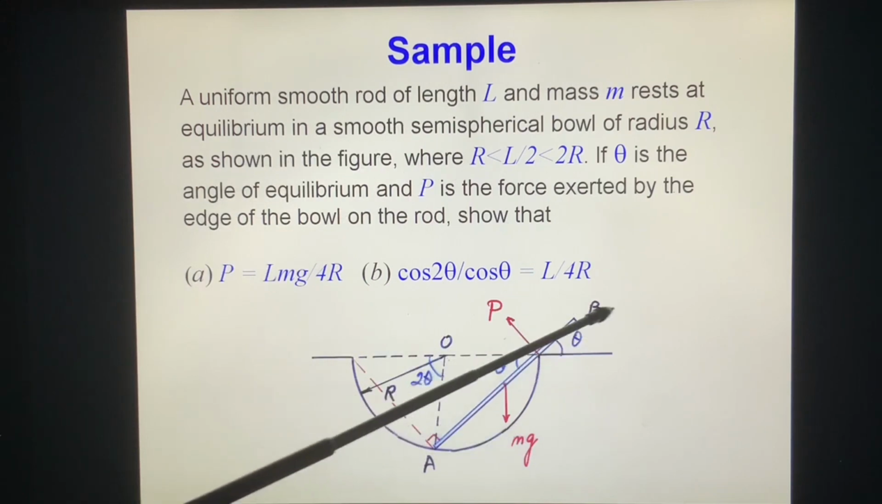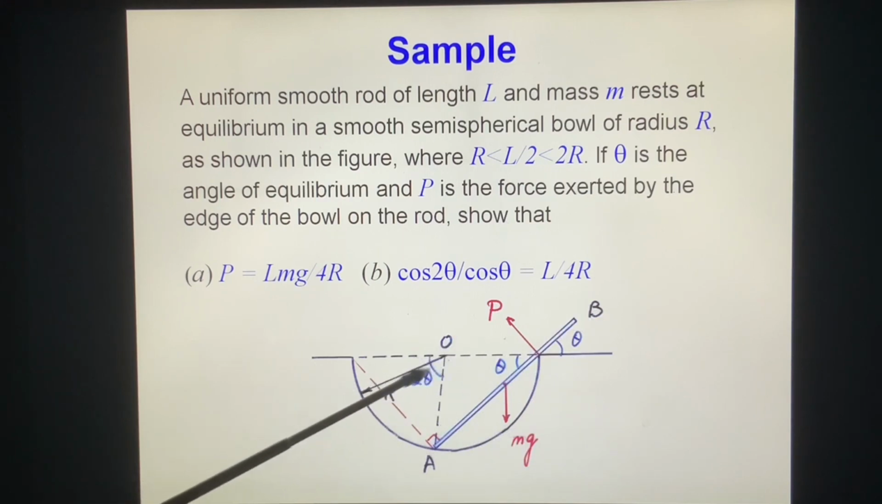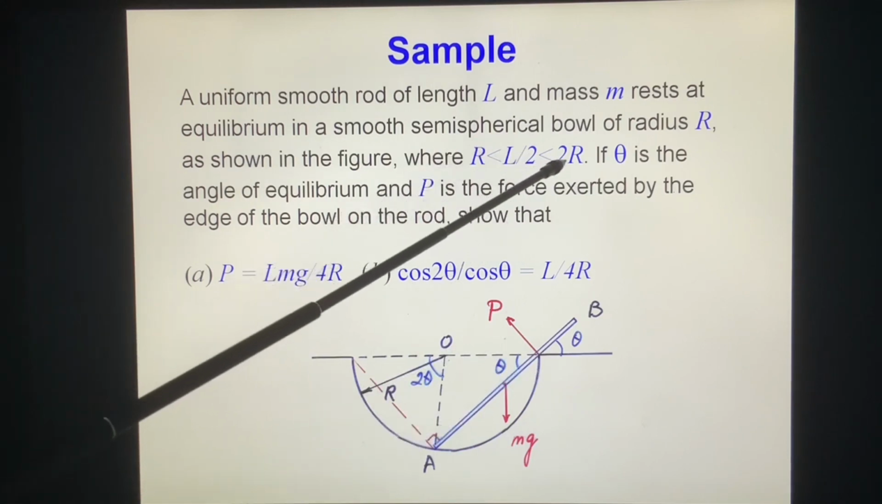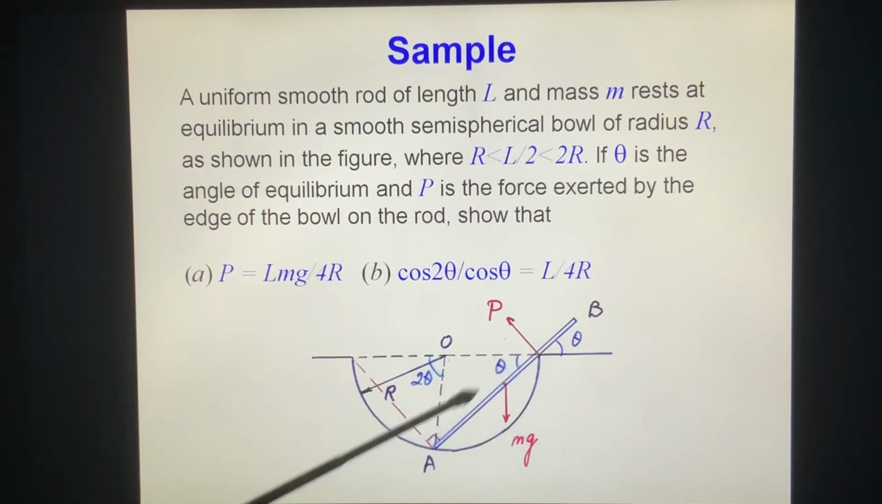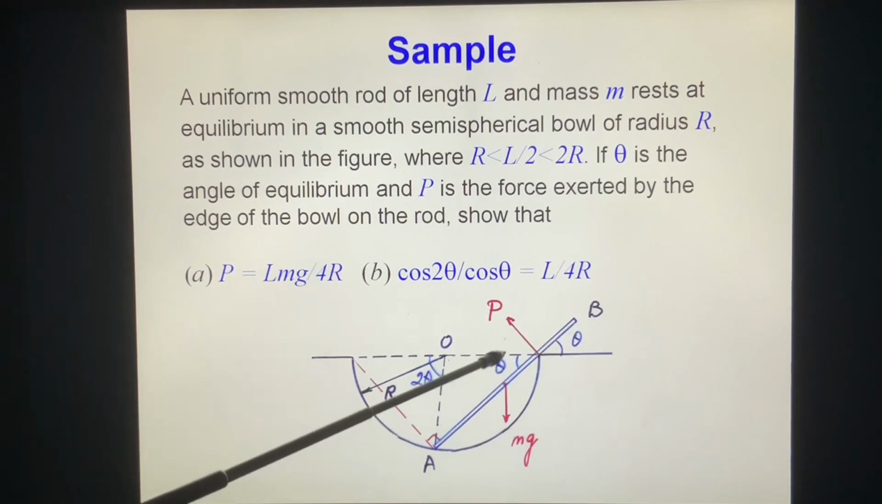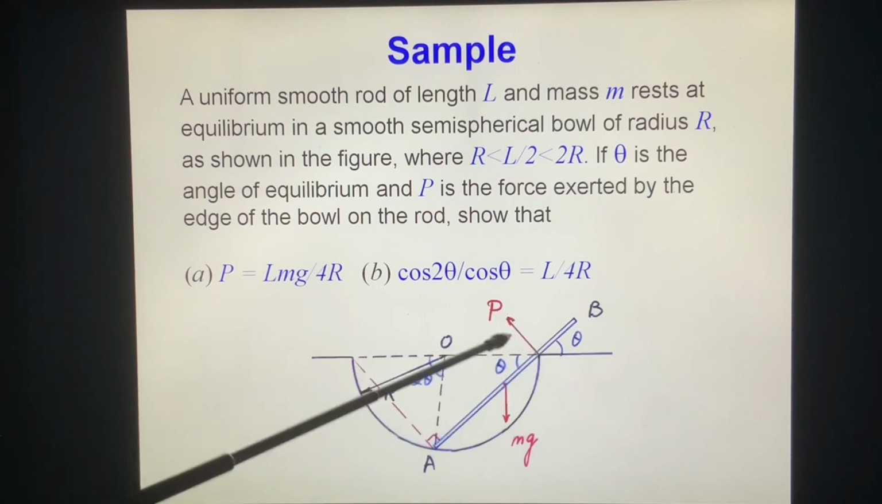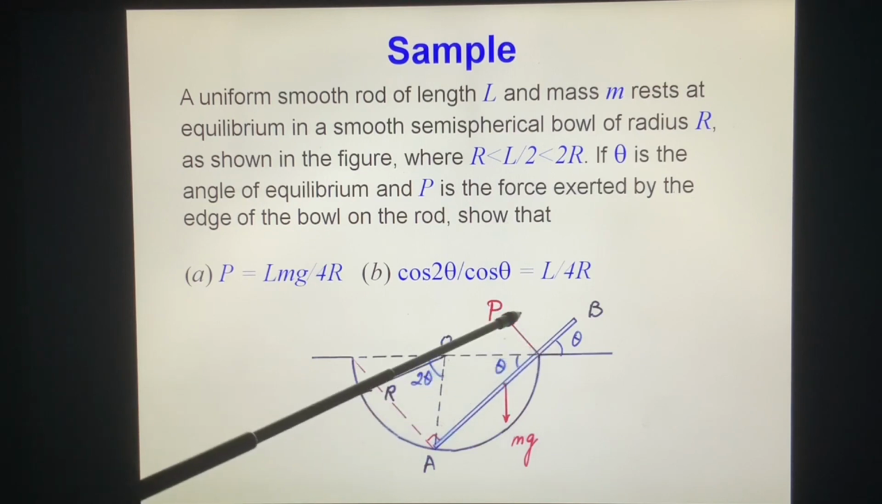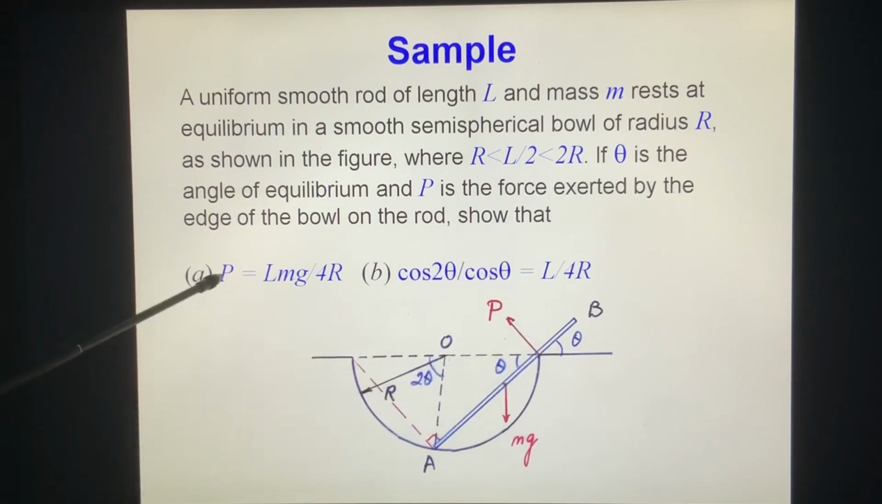rests at equilibrium in a smooth semi-spherical ball of radius r, where half L is larger than r, smaller than 2r. This condition means when you put the rod inside, there is always something outside the semi-spherical ball. If theta is the angle of equilibrium and P is the force exerted by the edge of the ball on the rod, show that P equals Lmg over 4r.